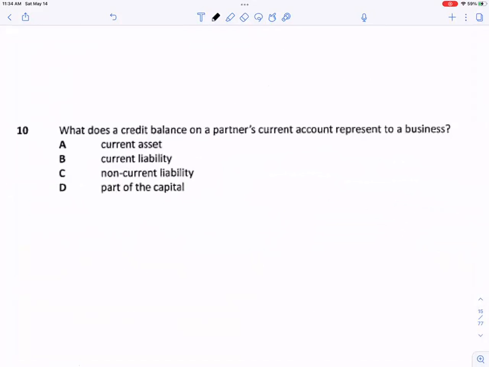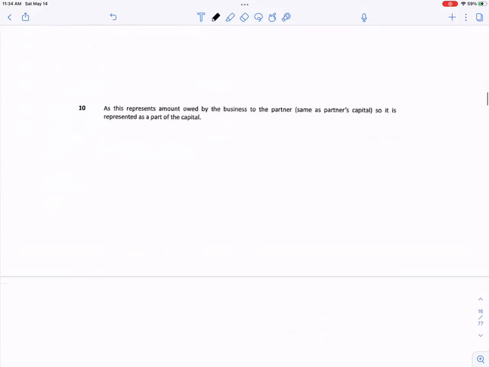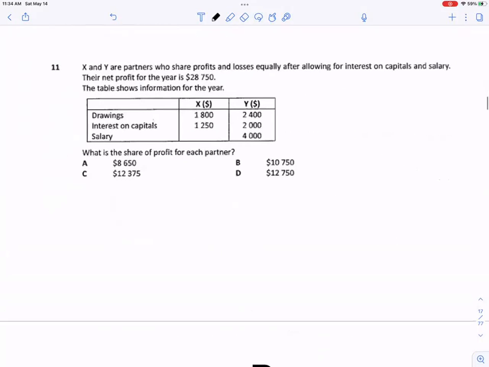If a partner's current account has a credit balance, what does it represent? It's either a current liability or part of capital. I think current liability. No, it is capital, because the partner is the owner. What is the owner's money called? Capital. It's the partner's money, and the partner is the owner. Owner's money is called capital. Are you with me? Yes, I got it.